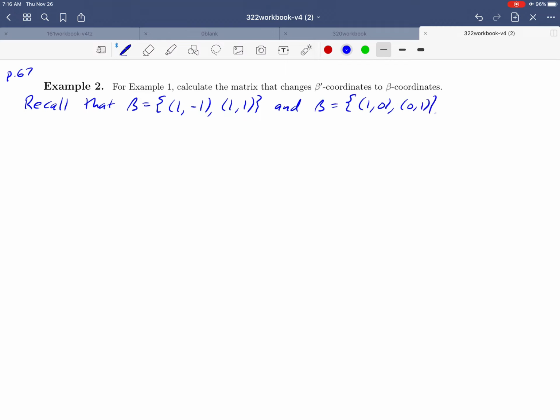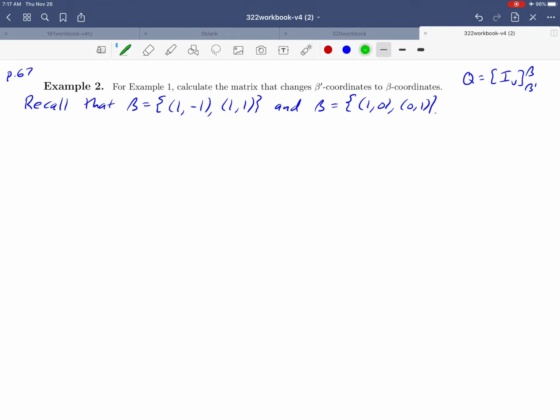The change of coordinate matrix was the formula that we wrote down in theorem 2.22. I'm going to remind you of what that is by writing it in the margin here. So Q is computed by finding the matrix of the identity transformation taking us from beta prime coordinates to beta coordinates. That's what we need to calculate. We're going to do that in the same way that we did back in section 2.2, where we started talking about matrices of linear transformations.